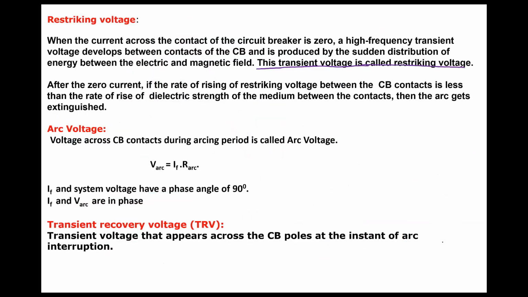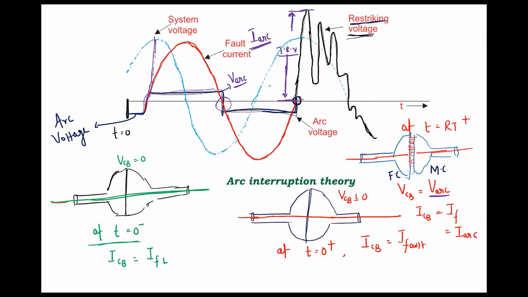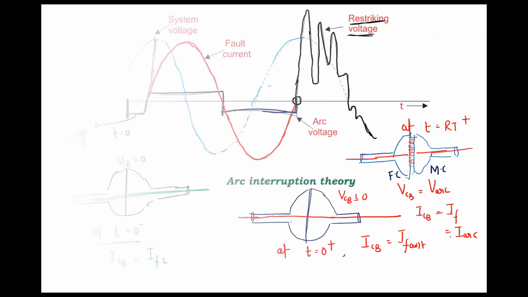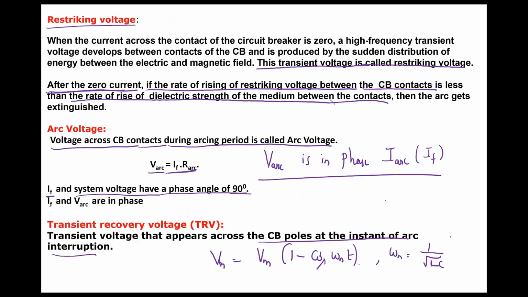Okay. Now what is the frequency of these oscillations? The frequency of oscillations is given by Fn equal to 1 by 2 pi into square root of LC. So this is the frequency of oscillation of this transient recovery voltage. It is a high frequency oscillation, whose frequency is given by 1 by 2 pi into square root of LC, where L and C values we have already defined here. Understand? So this is the transient recovery voltage magnitude, and the frequency of oscillations is given by this value.